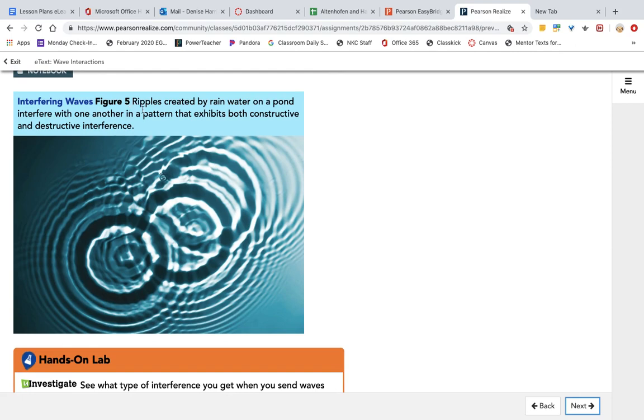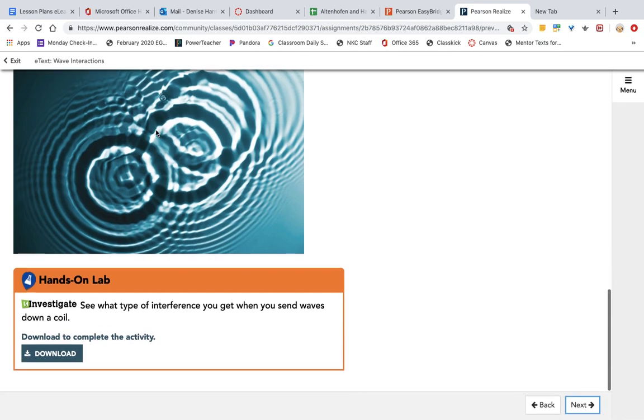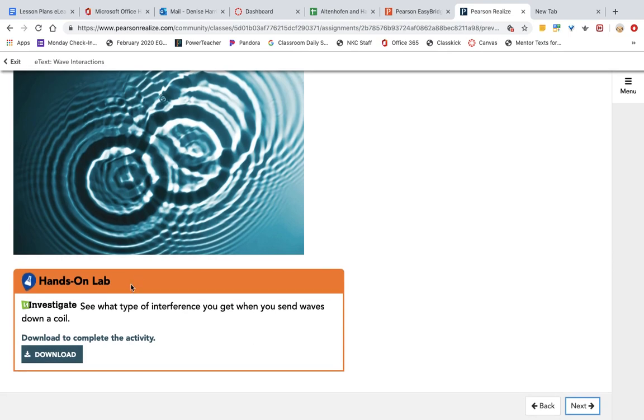Interfering waves. Figure 5. Ripples created by rainwater on a pond interfere with one another in a pattern that exhibits both constructive and destructive interference. Hands-on lab. See what type of interference you get when you send waves down a coil.